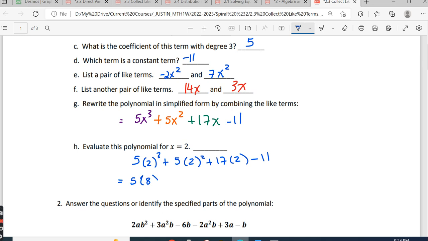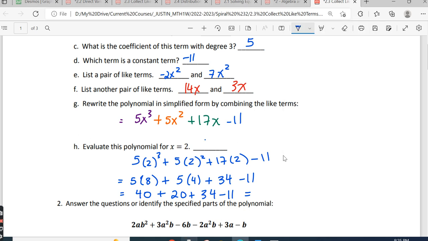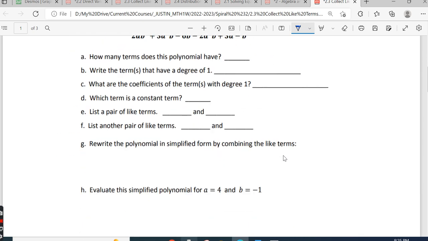So 2 cubed is 8, plus 5 times 2 squared, which is 4, plus 17 times 2, which I know is 34, minus 11. That equals 5 times 8 is 40, plus 5 times 4 is 20, plus 34, minus 11. Then putting all this into my calculator, 40 plus 20 plus 34 minus 11, I will get 83. And we're done.